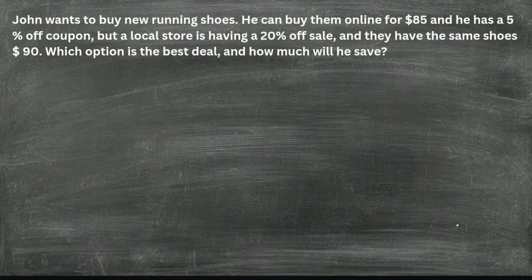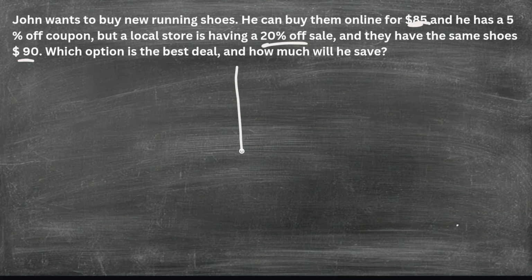In this video, let's go over how to compare prices. So let's look at this first example. It says John wants to buy new running shoes. He can buy them online for $85, but he's got a 5% off coupon, and he can go to a local store that has a 20% off sale, and they're for $90. So which option is the best deal?